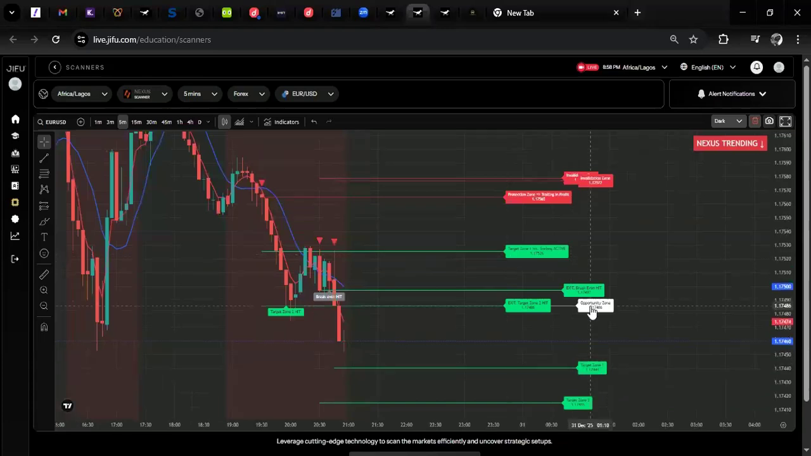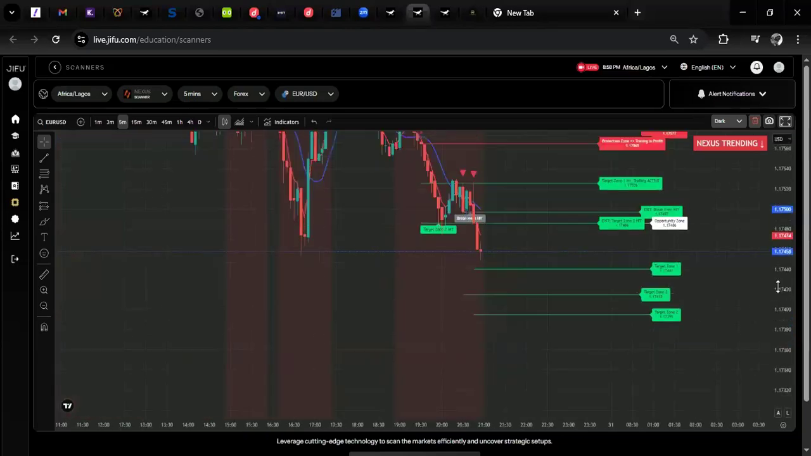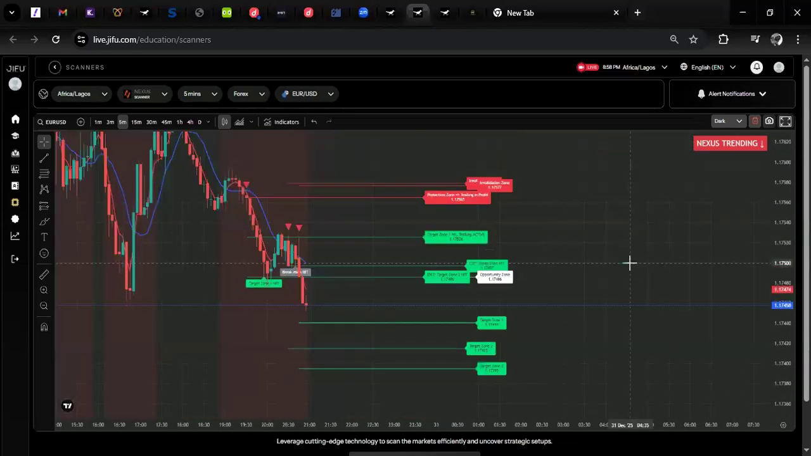We have an opportunity zone here. So we have target one here, target two here. So let's say the market is already close to target one. All you have to do is know that this is trending and it's in the color red. If it is not trending, it will tell you not trending.